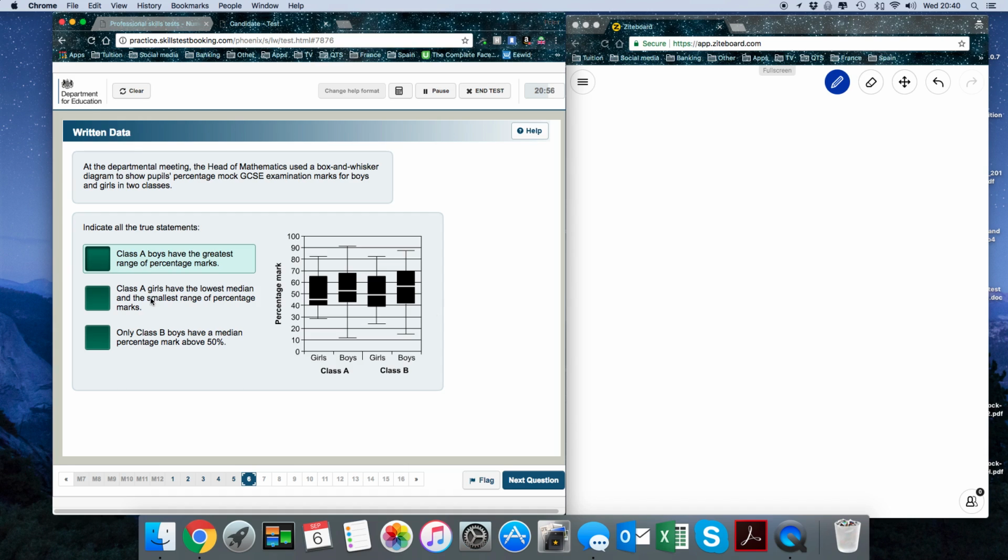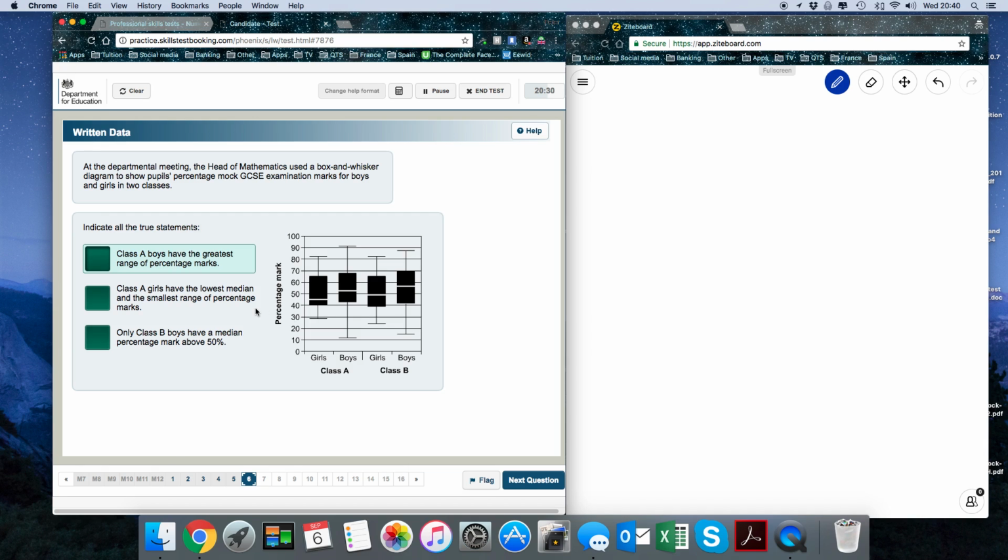Okay, so second statement, Class A girls have the lowest median, and the smallest range. So when you get a question like that, split it into two. Class A girls have the lowest median. Let's have a look and see whether that's true. Well, the median is these white lines in the boxes. Again, you don't need to work out what the number is. Visually, it's lowest, so there's a tick for that first half of the statement.